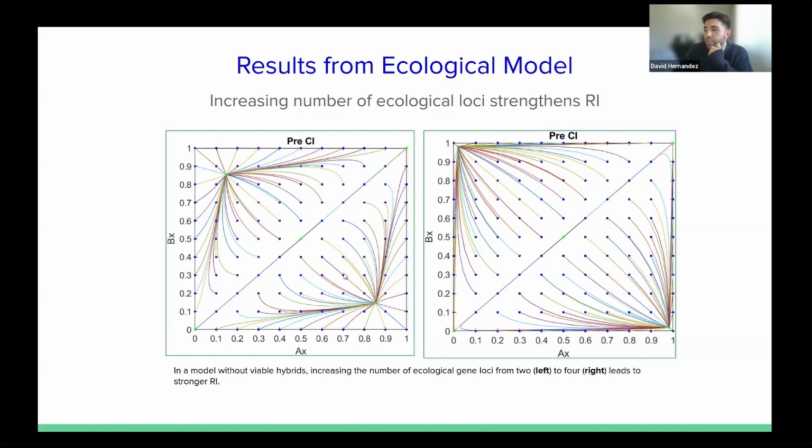So what we have here is two simulations. The one on the left is a two loci simulation, and you can see that the fixed point shifts towards the bottom right-hand corner, signifying stronger reproductive isolation once we go to a four loci system, with all other parameters being held constant.